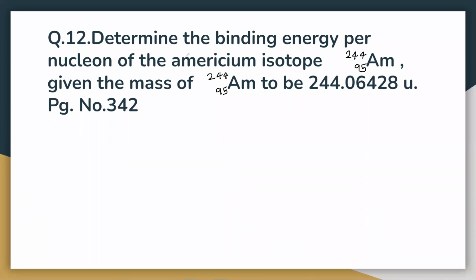Determine binding energy per nucleon of the americium isotope. Given mass of americium to be 244.06428 U. Now let's write whatever is given here. Value of Z and A is also given. And they are asking us to find out binding energy per nucleon. So first we'll write given and required formula.